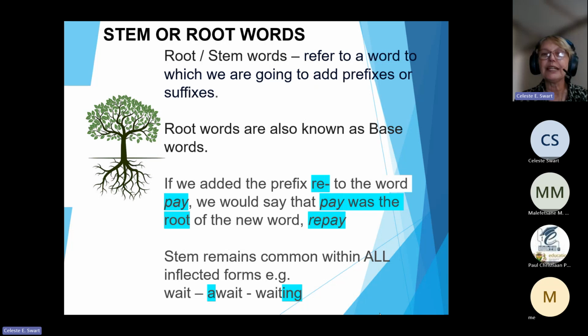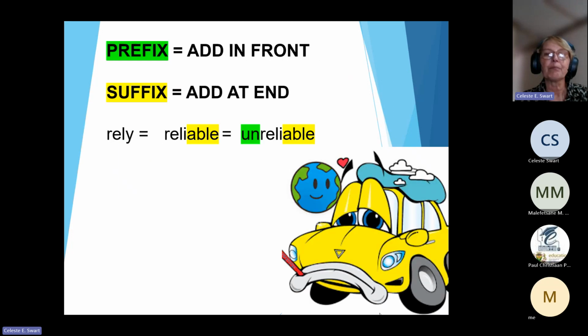So that's more or less what it's about, although most of us grew up with a stem or root being a root word. We grew up thinking it's the same thing, but there's a slight difference. But don't worry about knowing exactly what the difference is, as long as you know it's the base, it's what the words are built on. Now, a prefix goes before, so we add something in front of it. A suffix, we add something at the end.